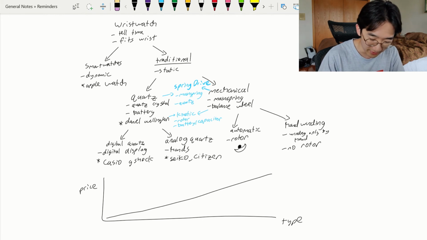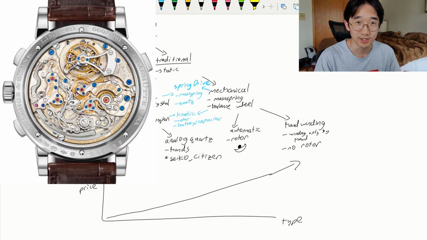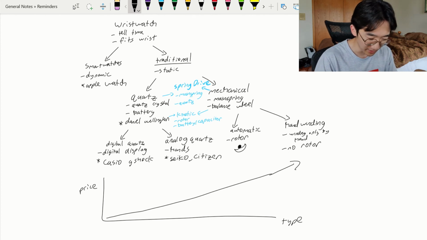Hand winding, even though it seems like it's inferior to automatic because you always have to hand wind it, one of the benefits of not having a rotor is that you can see the movement a lot clearer. So what I've noticed is that for really expensive watches, they'll actually be hand winding only. And I think that's because it gives the watchmaker or the company the chance to really decorate their movement, and not having the rotor really helps out. So in general, you kind of see this price trend.